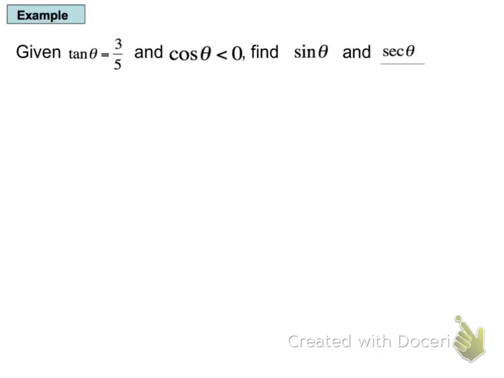Our last example for the video, we're given that the tangent of theta is 3/5 and cosine is less than 0, and we want to find sine and secant. So the first thing here to determine is what quadrant our angle is in, so we can draw our angle. Now in this case, tangent is positive and cosine is less than 0, so cosine is negative. So we need to think about which quadrant tangent is positive in and cosine is negative in. The only two quadrants tangent is positive in are 1 and 3, and quadrant 1 is out because that will be where they're all positive.